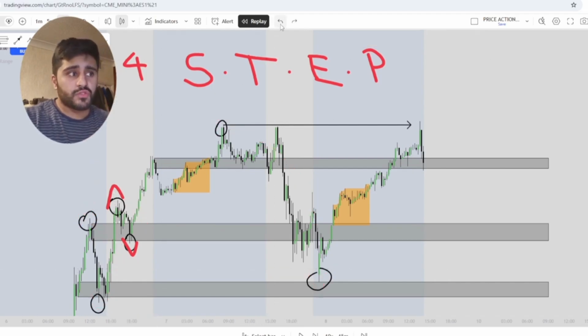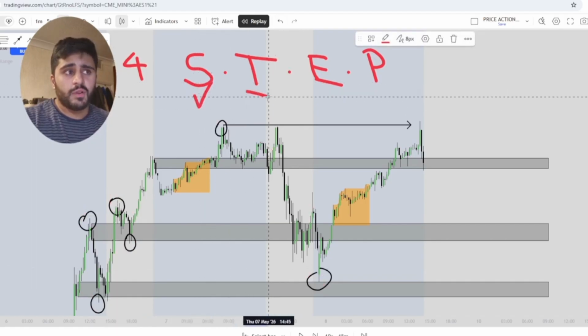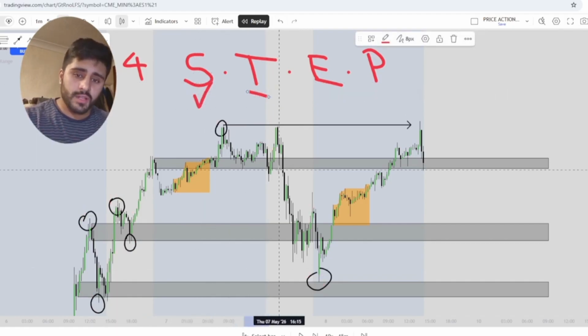So once you've gone through structure, you can put a tick through that. Now we want to understand targeted liquidity. Targeted liquidity is a fancy way of saying where is the most recent low and where is the most recent high. We're only interested in those 2 specific liquidity areas. Those are the targeted liquidity areas.